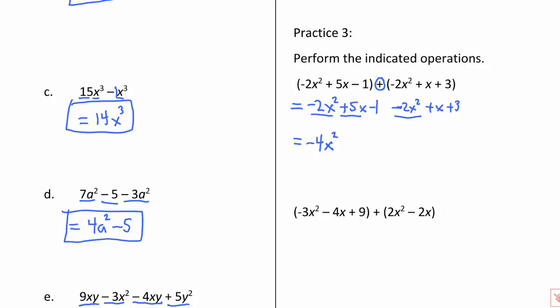Then we go to the next one, 5x. 1 is not a like term. X is, though. 3 is not a like term. 5x plus x is plus 6x. Now let's look at the negative 1. Notice that 3 is also a like term. Negative 1 plus 3 is 2.